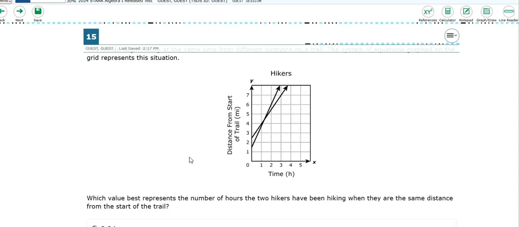Interesting how the previous question was a really hard system. Well, I think it was 13. 13 was a really hard systems question. This one's like just point at the right x value, whatever.